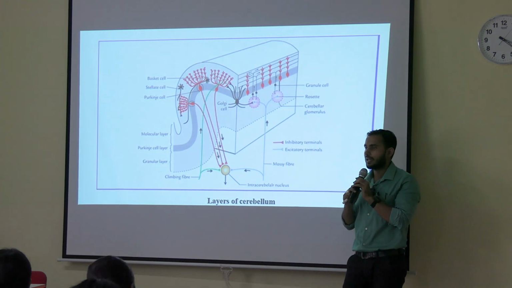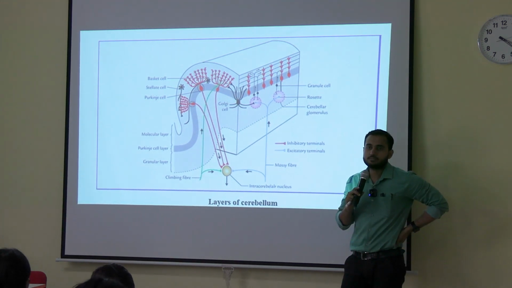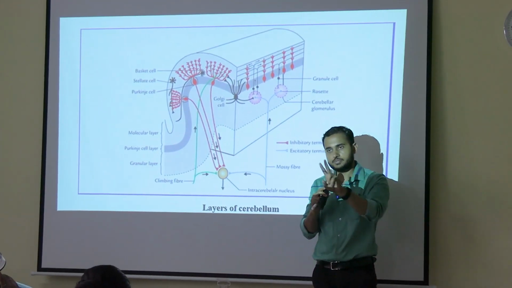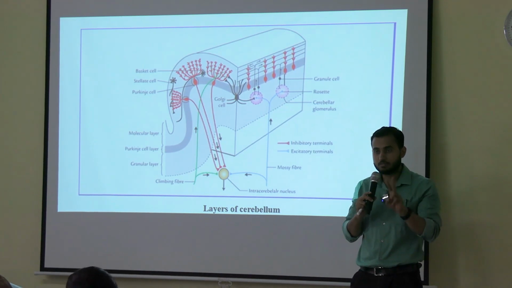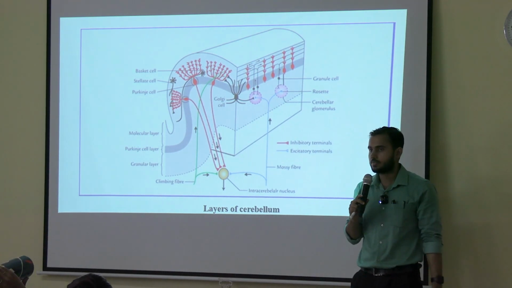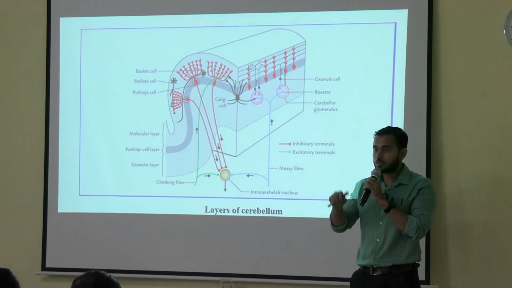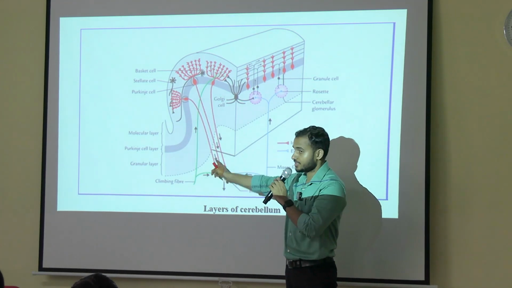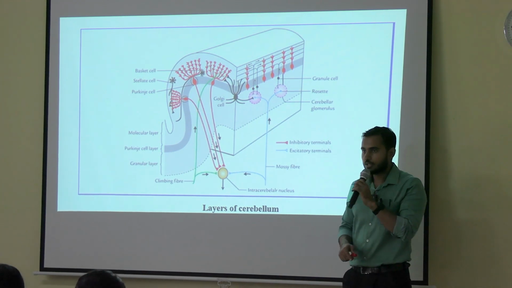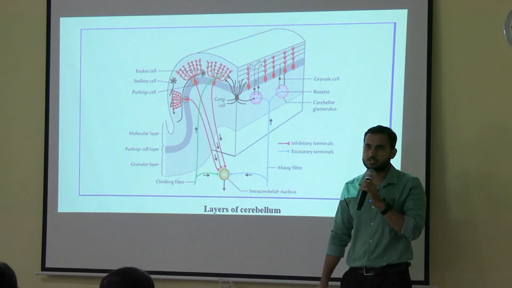Can you tell me what are the afferent fibers for the cerebellum? They are climbing fibers and mossy fibers. Only two types of fibers are afferent to the cerebellum. So what will be efferent? That means those coming out from the cerebellum. Those are the axons of these Purkinje cells. When these axons of the Purkinje cells come out as efferent, they provide inhibitory feedback to the intracerebellar nucleus.